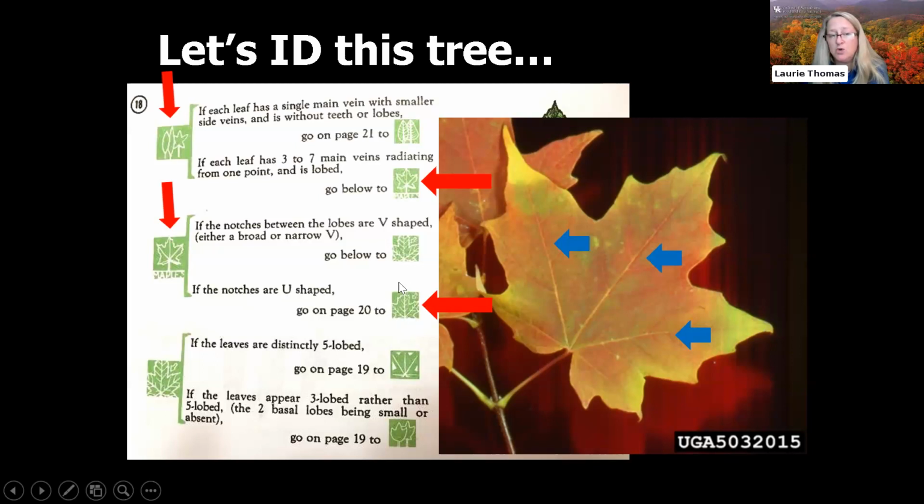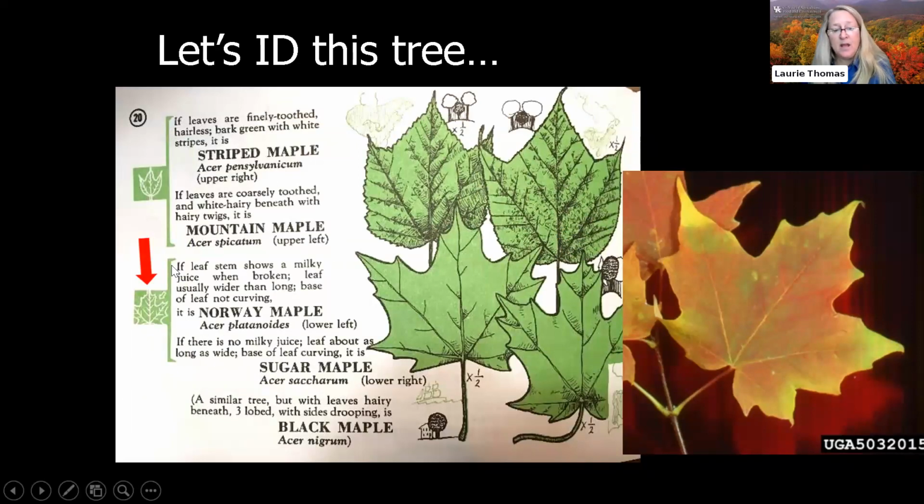So now we want to go to this U-shaped notch or sinus over to page 20, and it's the bottom bracket. And we know we're going to have an answer because there are no more questions after this. The first statement asks if the leaf stem shows a milky juice when broken. I know you can't see that because you don't have a sample, but if you're out in the field, you could check this. And the leaf is usually wider than long, and the base is not wavy or curvy. Well, let's look. We can't check on the leaf stem, but we can look at the base. We've got a base that's wavy or curvy. Look at that, you can actually see it dips down and goes up to the top of the leaf stem, and it dips down again.